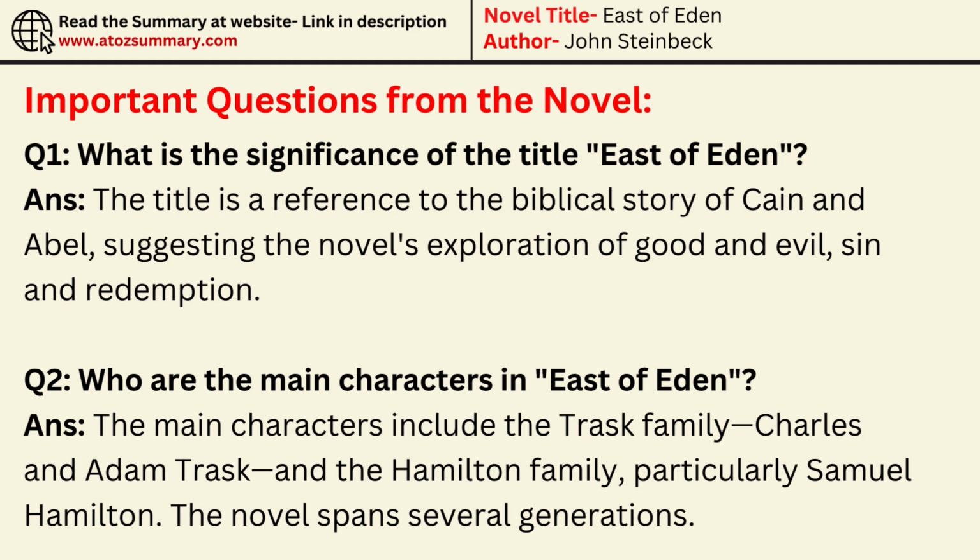Who are the main characters in East of Eden? The main characters include the Trask family, Charles and Adam Trask, and the Hamilton family, particularly Samuel Hamilton. The novel spans several generations.